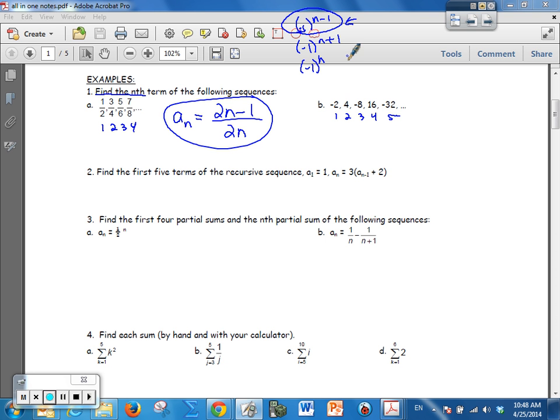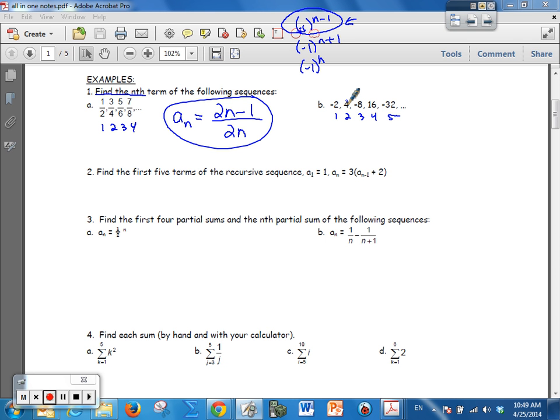All right, so if I put a 1 in, I want to get a negative. If I put a 2 in, I want to get a positive. Am I going to use the top one or the bottom one? I'm going to use the bottom one, right? Because if I put a 1 in here, I get negative 1 to the first is negative 1. If I put a 2 in here, negative 1 squared is a positive 1.